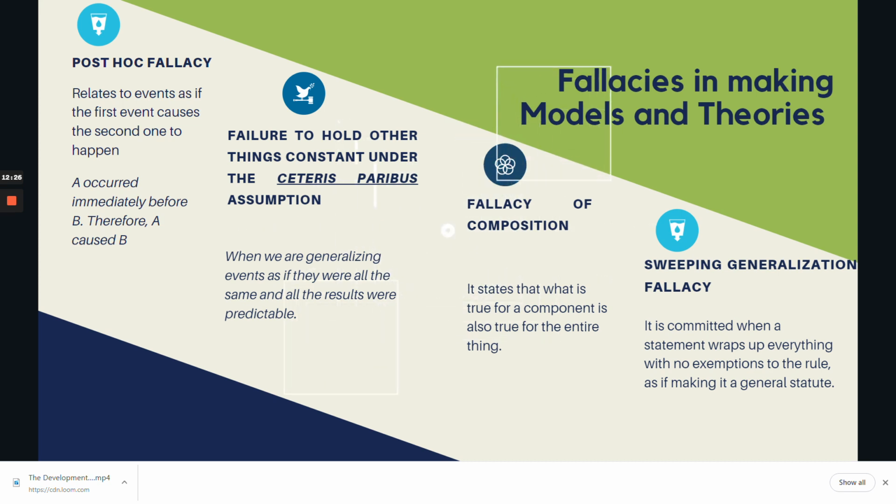Since there is no treatment for COVID-19, it means that a person who gets sick with COVID-19 can no longer be cured. That's sweeping. Because in reality, there are other things that may be able to cure someone with COVID-19. So those are the four fallacies in making models and theories, or when there are fallacies, these are the wrong notions.